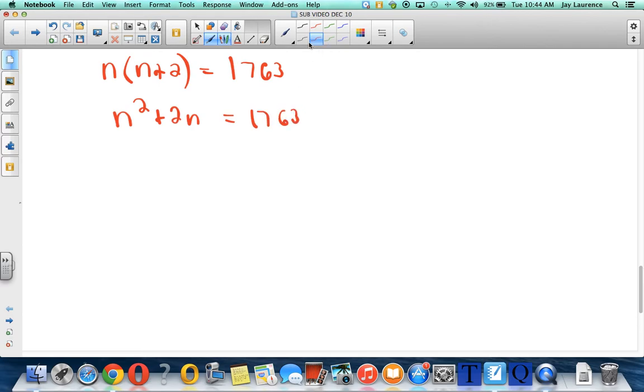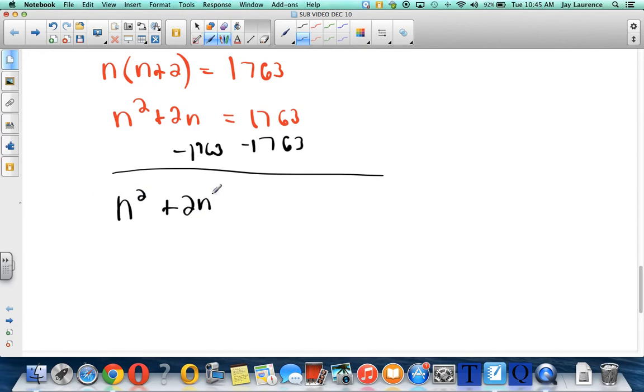I don't want it to equal 1,763. I want it to equal 0. So I'm going to subtract 1,763 from both sides. And when I do that, I'm going to get n squared plus 2n minus 1,763 equals 0. And I apologize, that one number is just so hard to read. I'm really having some fits here. Normally I don't have this many problems. Minus 1,763. That looks a little better.